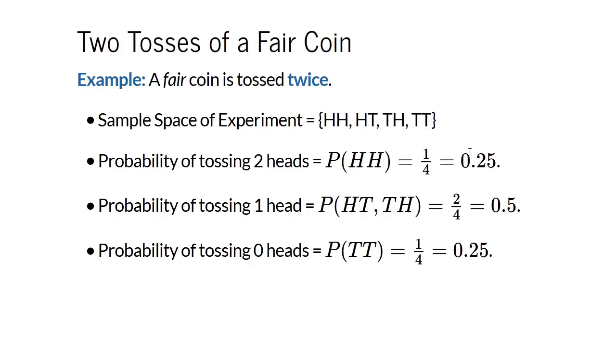Let's do another. Suppose the event is that we toss one head. There are two outcomes out of the four in the sample space that correspond to this event: HT, heads then tails, and TH, tails then heads. So the probability of this event is 2 divided by 4, or 1/2, or 0.5. The probability of tossing 0 heads is the same as the probability of tossing 2 heads, because there is only one outcome in the sample space that corresponds to this event.